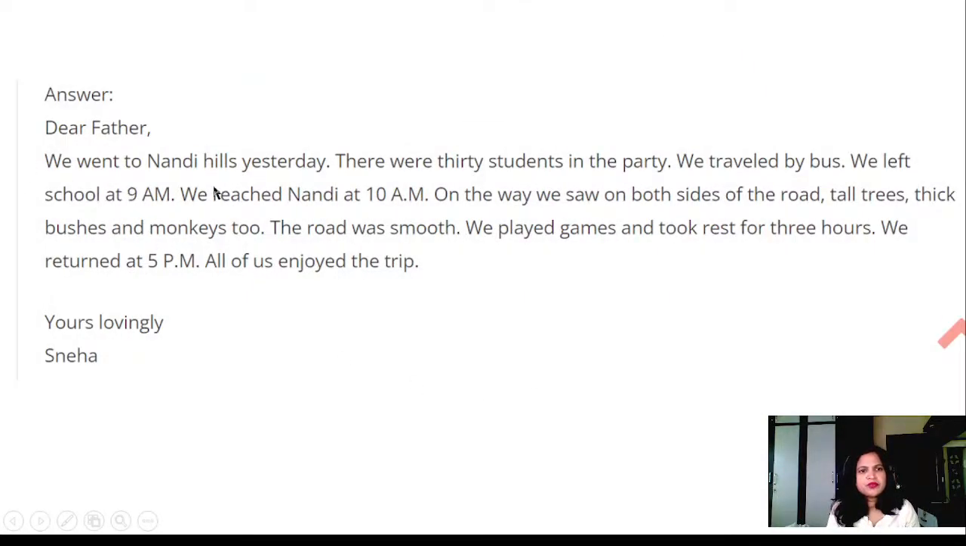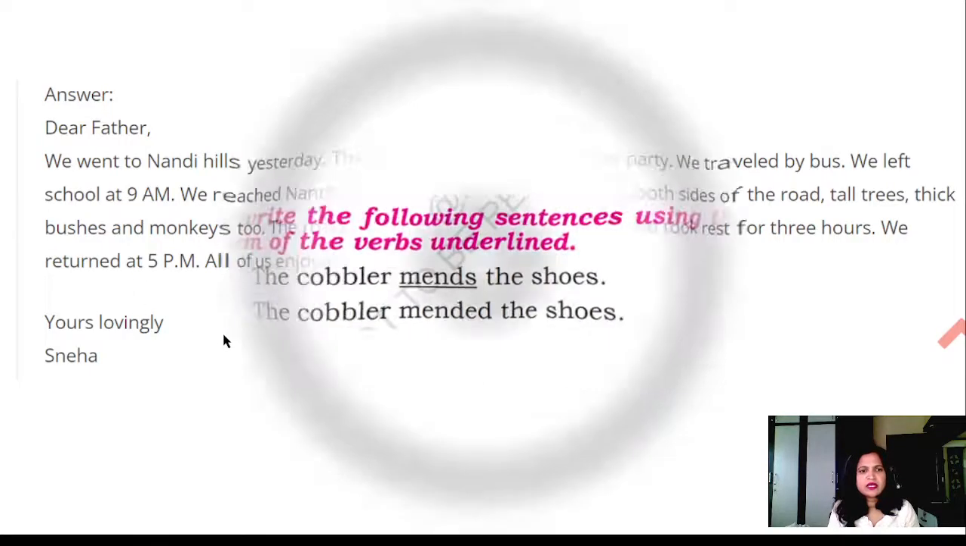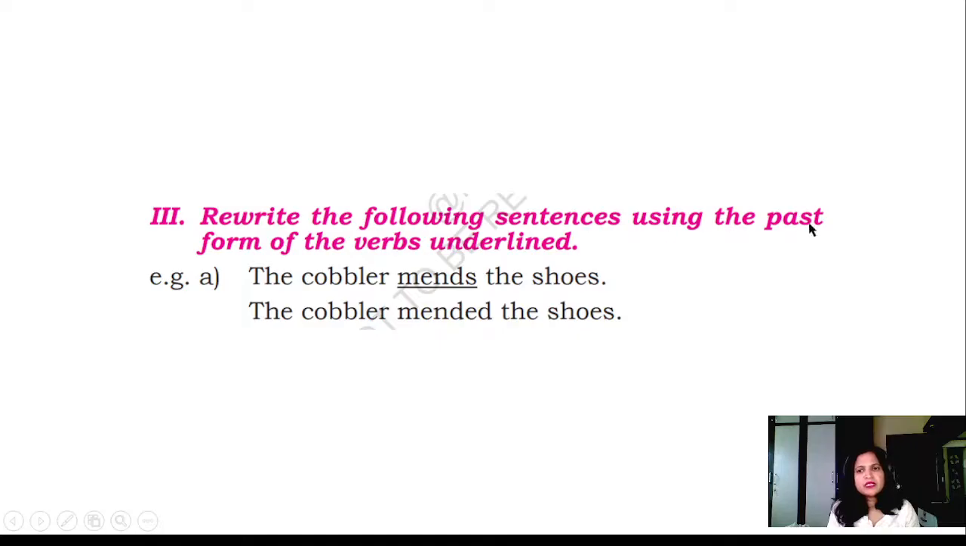Answer. Dear father, we went to Nandi Hills yesterday. There were 30 students in the party. We traveled by bus. We left the school at 9 a.m. We reached Nandi at 10 a.m. On the way, we saw on both sides of the road tall trees, thick bushes and monkeys too. The road was smooth. We played games and took rest for 3 hours. We returned at 5 p.m. All of us enjoyed the trip. Yours lovingly, Neha. Rewrite the following sentences using the past form of the verbs underlined.